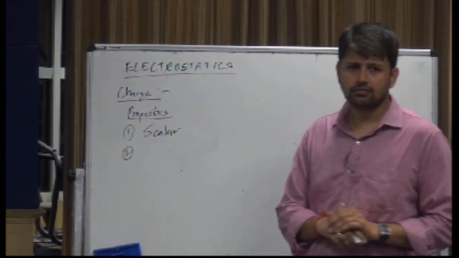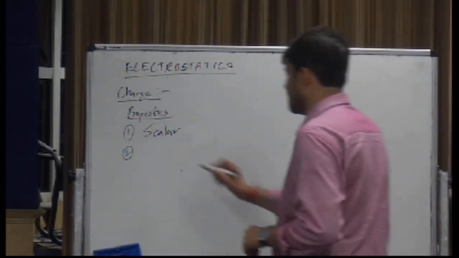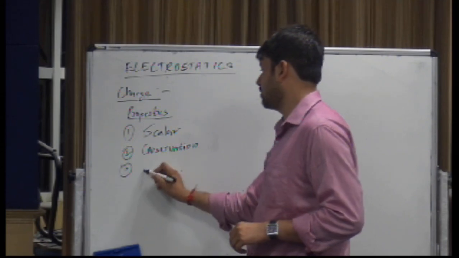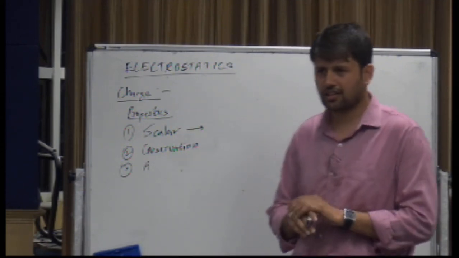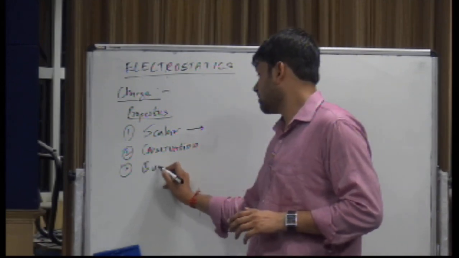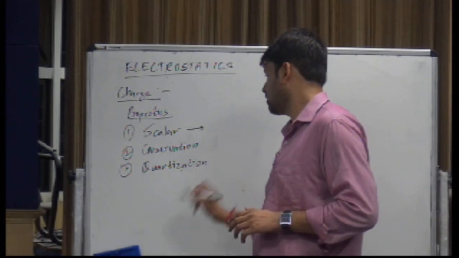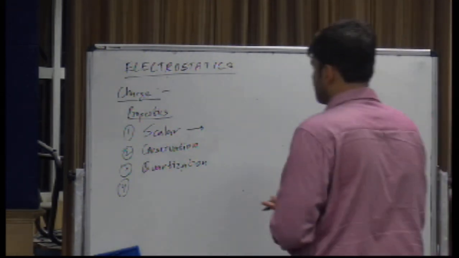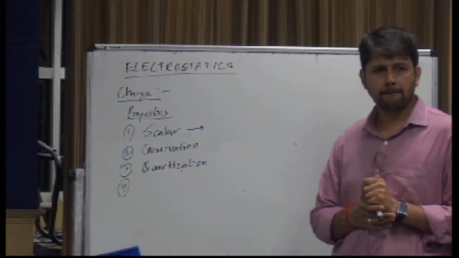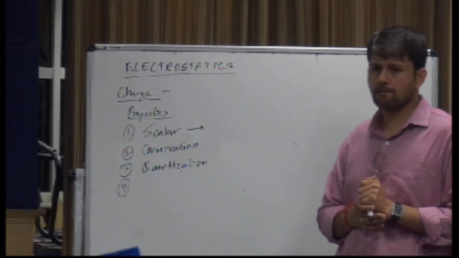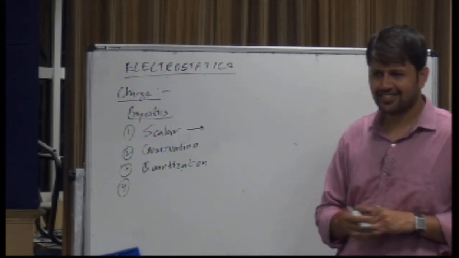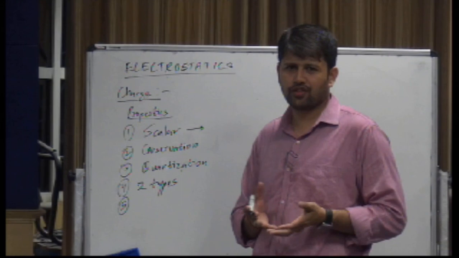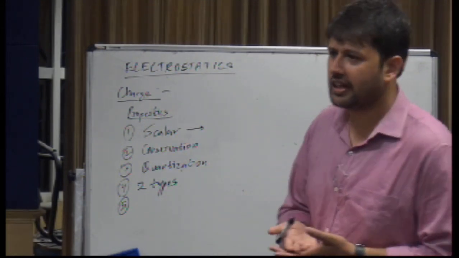Then conservation. Yeah, conservation. Additive actually is taken care of in the scalar thing. So quantization. Anything else? Any other point? Two types. Two types. And one more thing which is actually not very important for you. It's relativistic invariance.